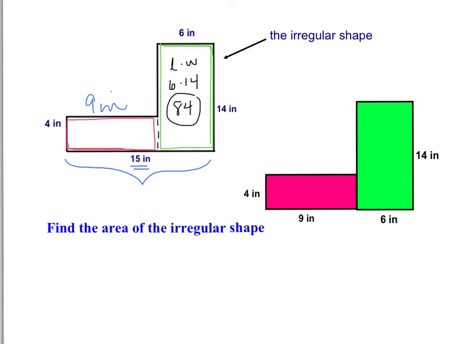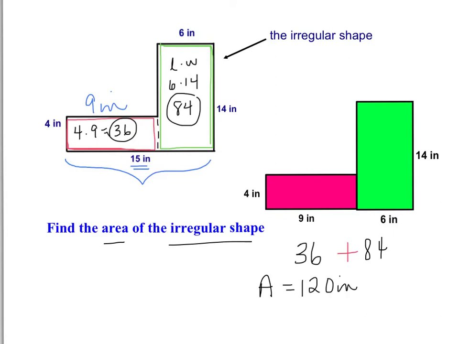So I'm going to find my area, which is 4 by 9. 4 times 9 is 36. Now, to find the area of this whole entire shape, I need to add the two areas. The area of the pink one, the smaller rectangle, is 36. The area of the large green one is 84. And so my total area of my irregular shape is 120 inches squared.